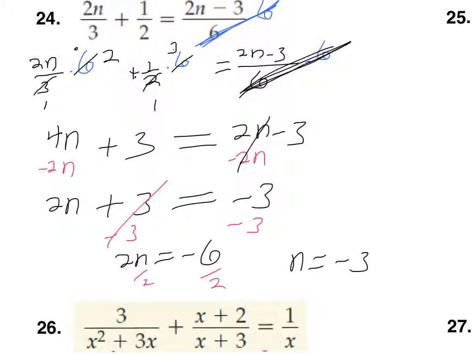Now again, we should check this. If I plug negative 3 into the denominator, oh, wait, there's nowhere to even put it in the denominator. So we're going to be good, because it doesn't matter about the numerator. You're not really looking at the numerator. In number 24's case, there are no excluded values. Any number that you would have gotten for your answer would work. So negative 3, it works.